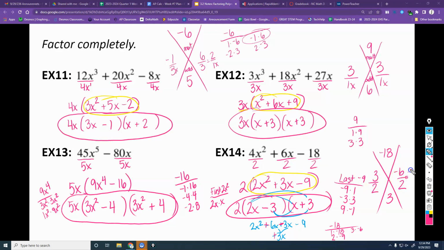This reduces to negative 3 over 1. X's go on the bottom. So you would have 2x plus, oh, I got the signs wrong. That's positive, that's negative. 2x minus 3, and then we got x plus 3 there as well.